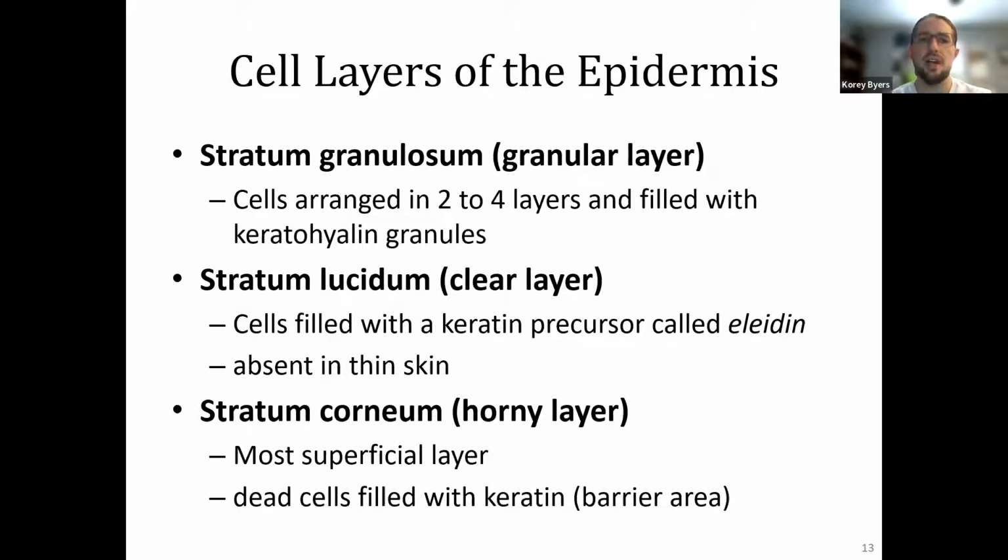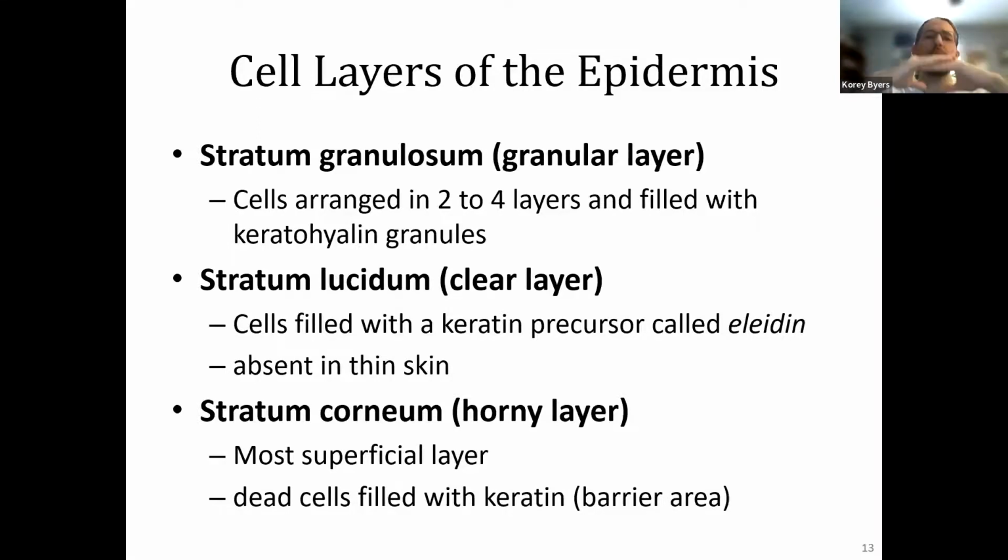So above the stratum spinosum, we have the stratum granulosum, the granular, grainy layer, with cells arranged in 2 to 4 layers filled with keratohyaline granules. Hyaline is a grainy matrix substance. Keratin is just that protein. And so these are granules filled with this gooey precursor to the keratin protein. So they've made it in the spinosum, and in the granulosum we have a bunch of these granules packed full of this.